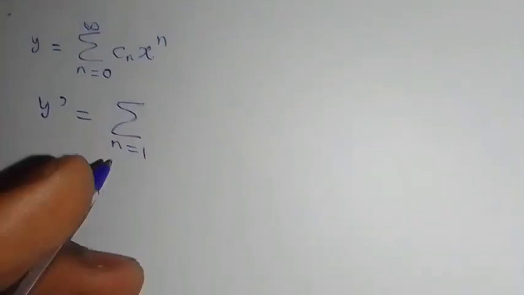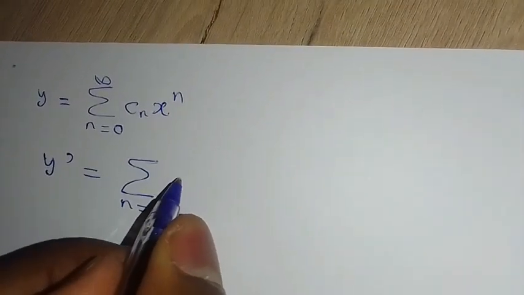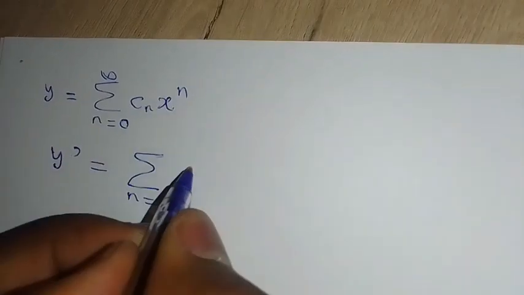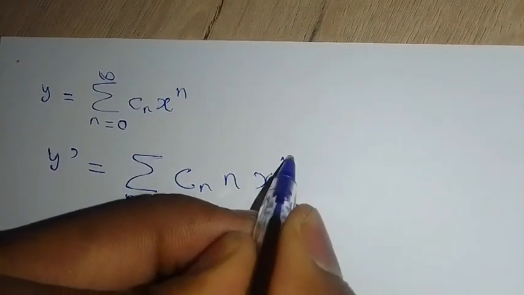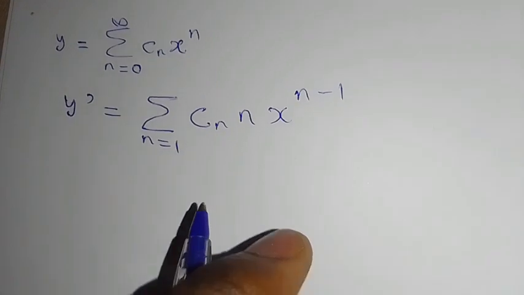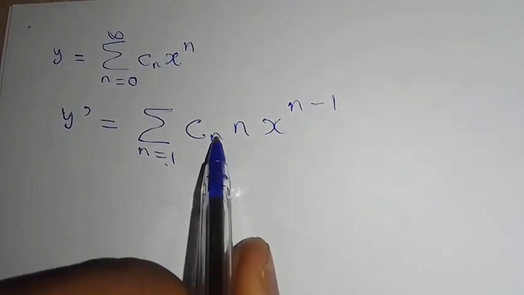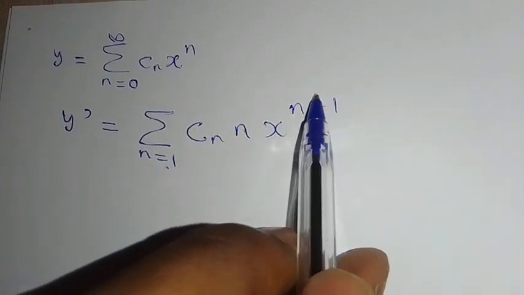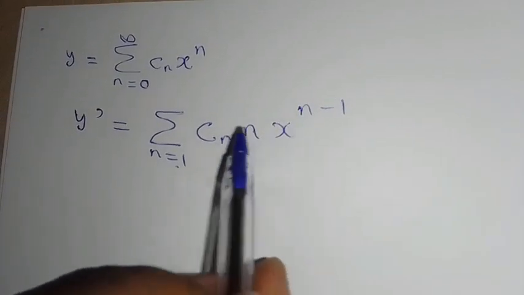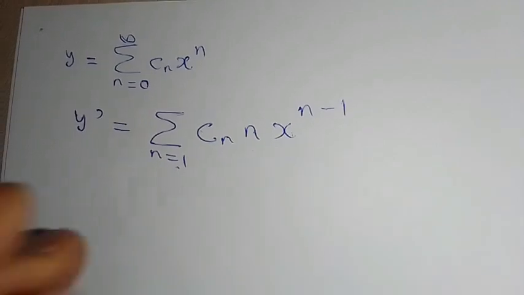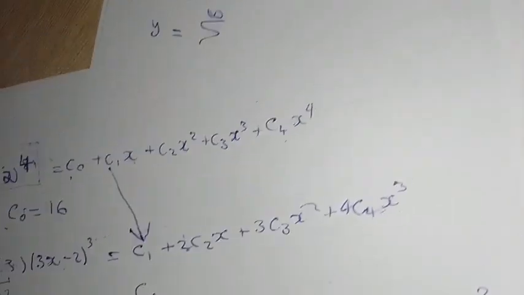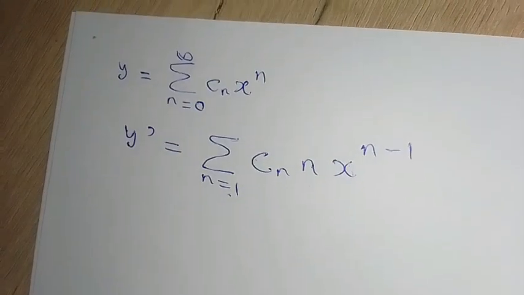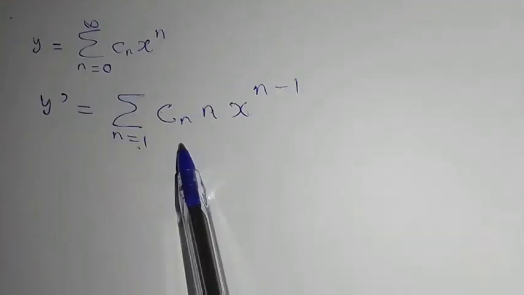So whenever you take the derivative, that means your first term will start at 1. So we're just going to take the derivative of the inside function, which is just cn multiplied by n x to the power of n minus 1. So that way, if you plug in 1, you have c1 multiplied by 1, which is c1. And if you plug in 1, 1 minus 1 is 0, x to the power of 0 is 1. Then you have c1 multiplied by 1 multiplied by 1, which is just c1, which you already saw. The first term of the derivative should be c1. So if you had questions of why does it start at 1, this is why.